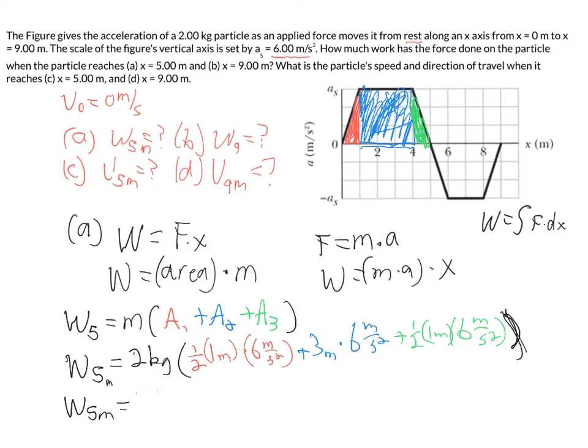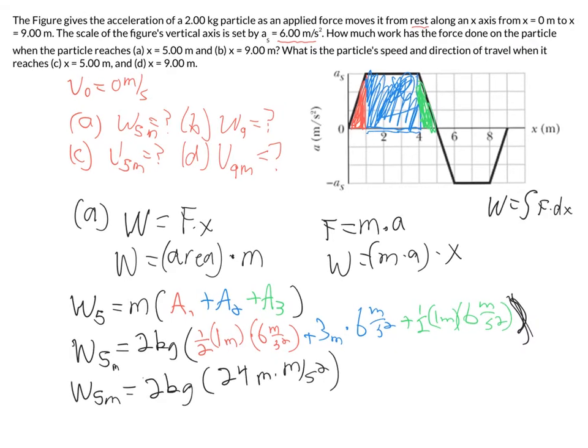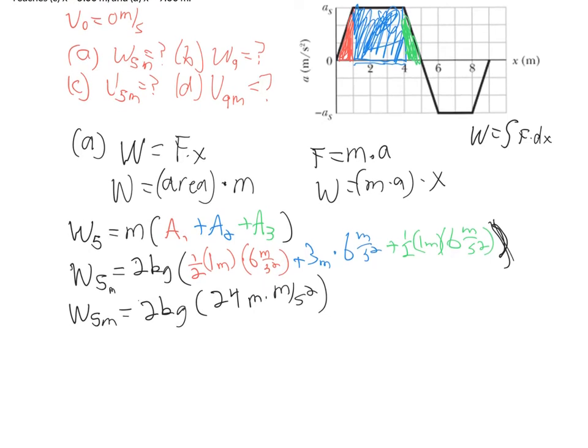All right, so what that gives us is we still have our 2 kilograms, and then inside the parentheses, the area is 24 meters times meters per second squared. So now what we're going to get for our work during the 5 meters is going to be a total of 48 joules. That seems better. So boom, that is most definitely box worthy.